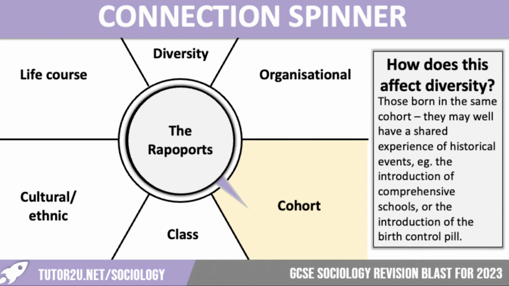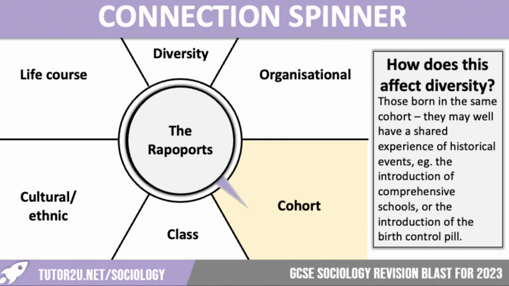So when we're talking about cohort, we mean people that were born at the same time. So they might have a shared experience of historical events. For example, we might be talking about the introduction of comprehensive schools here. When this happened, we suddenly saw girls getting the same sort of qualifications as boys, which meant their career prospects were better. So a generation later, we ended up seeing fewer women working as housewives and actually physically going out to work.